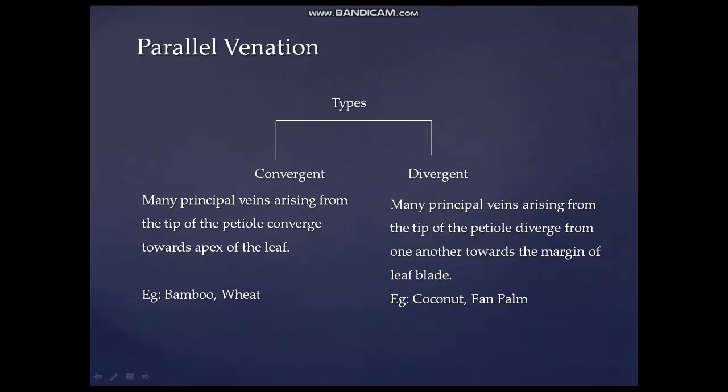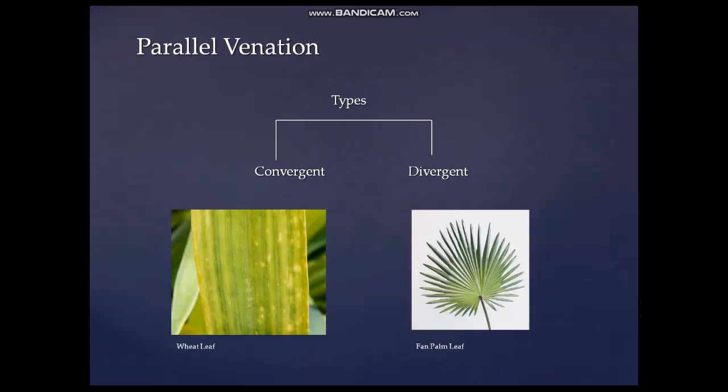Again, parallel venation is similar to that of reticulate. It's of two types, convergent and divergent. In convergent, many principal veins arising from the tip of the petiole converge towards the apex of the leaf. Example, wheat and bamboo. Whereas in divergent, many principal veins arising from the tip of the petiole diverge from one another towards the margin of the leaf blade. Example is coconut and fan palm leaf.